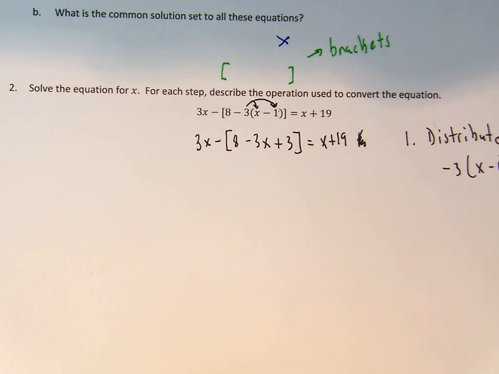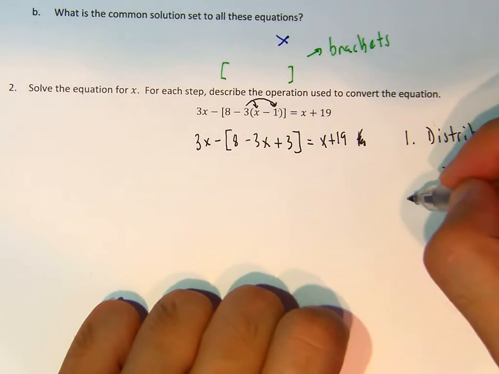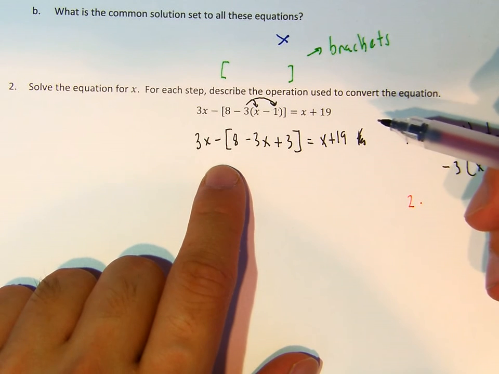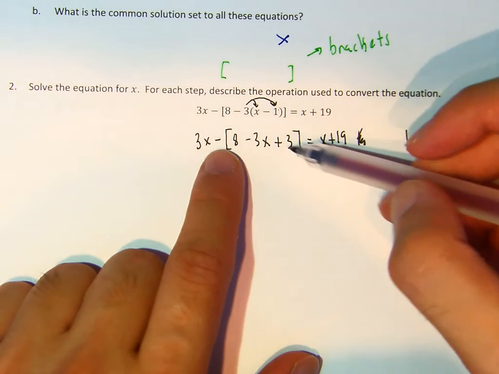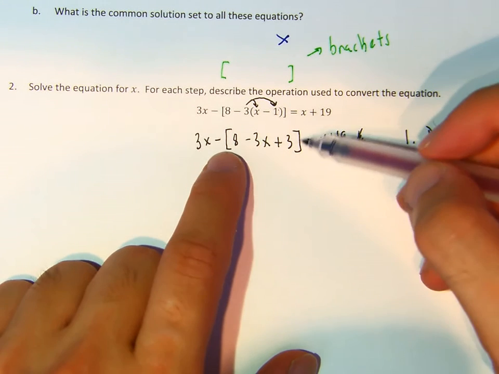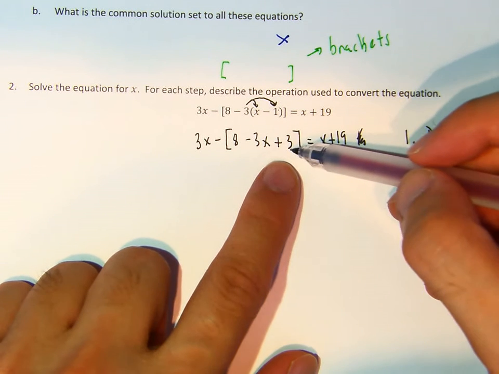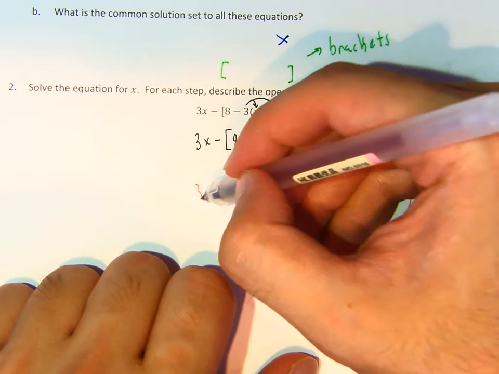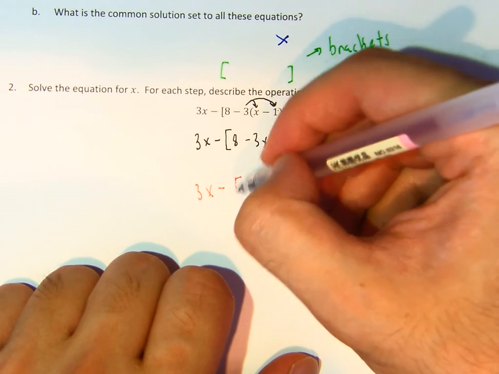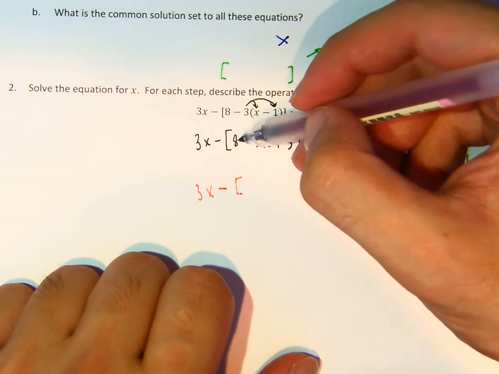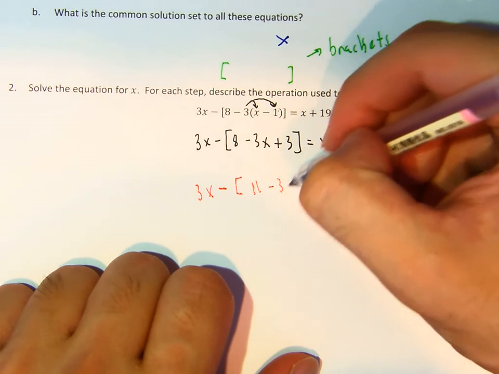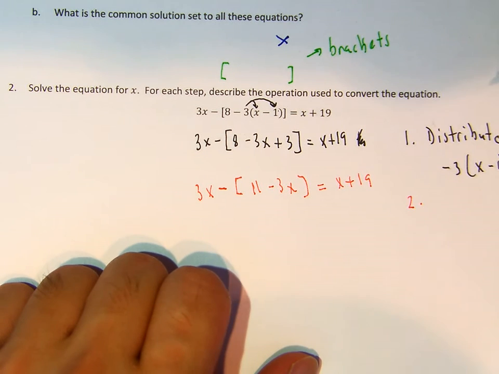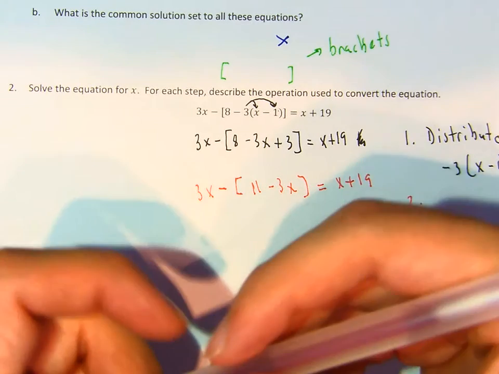Now, what would be the next move? What would be move number 2? What I want you to do is pause the video and try and figure it out, right? The next move would be to still do what's inside the bracket. So can we combine these like terms? We can combine the 8 and the positive 3. So notice that this becomes 3x minus, bracket, 8 plus 3 is 11 minus 3x equals x plus 19. Okay? And now we just continue on.